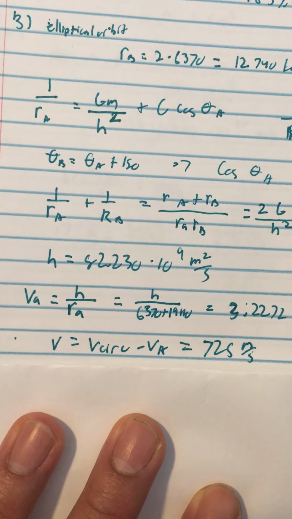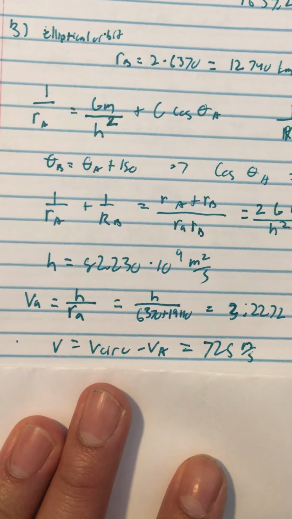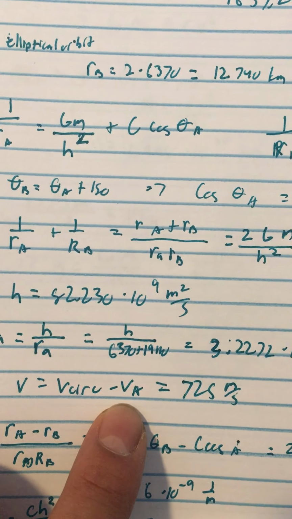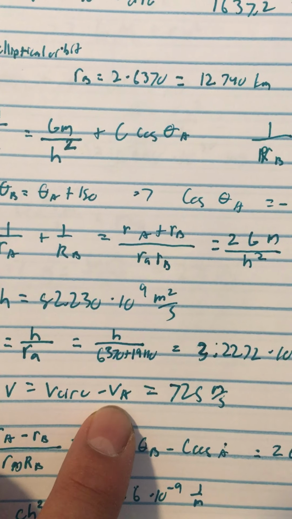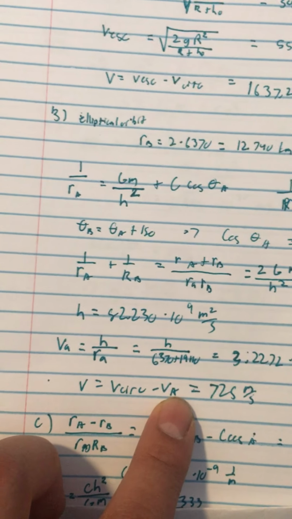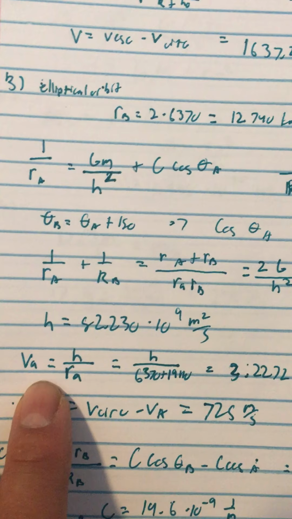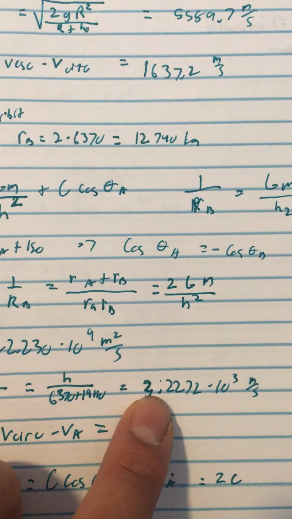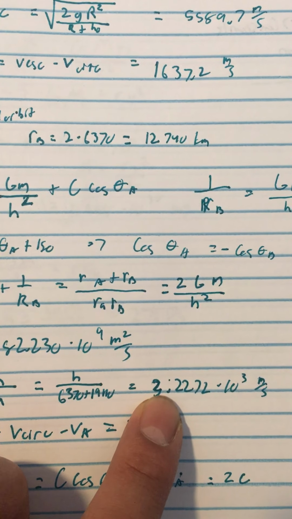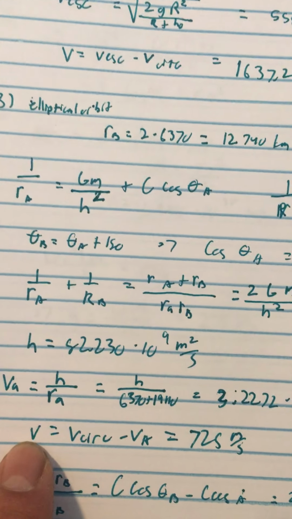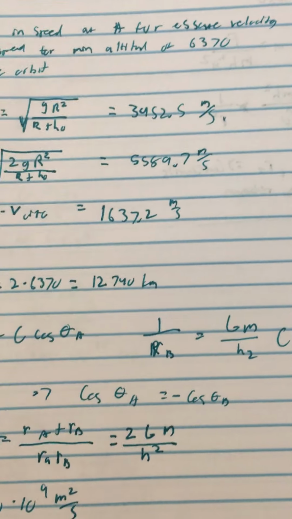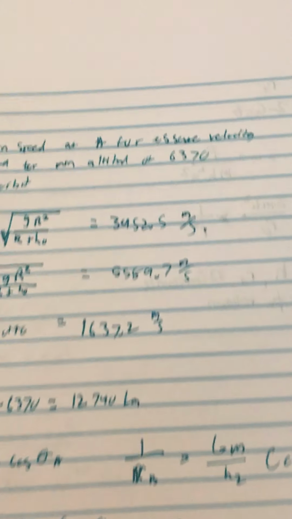And then we know that the change of velocity has to be the circular velocity minus that VA for that smallest point. We didn't discuss VA. So VA equals this h over RA. And we find this 3.22 right here times 10 to the power of 3 meters per second. Then, like I was saying earlier, this change in V, we know it needs to decrease 725 meters per second in order to reach that minimum point. Okay.